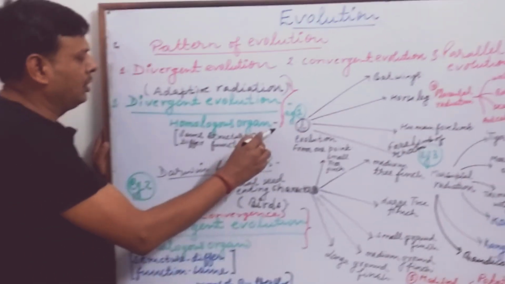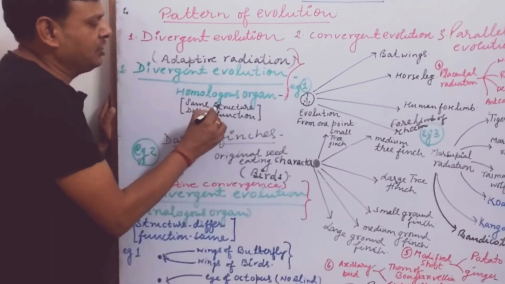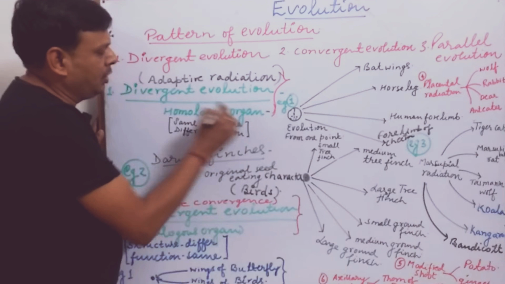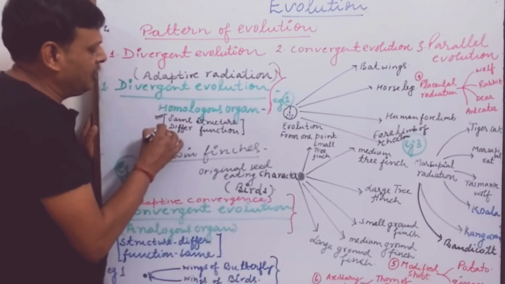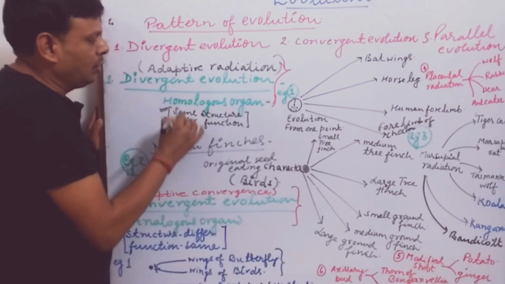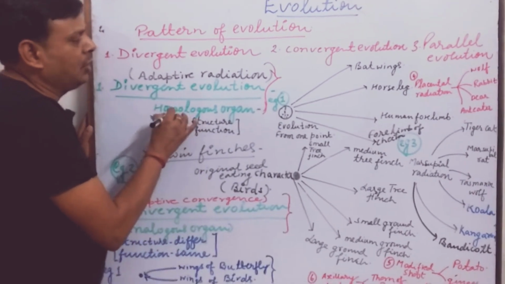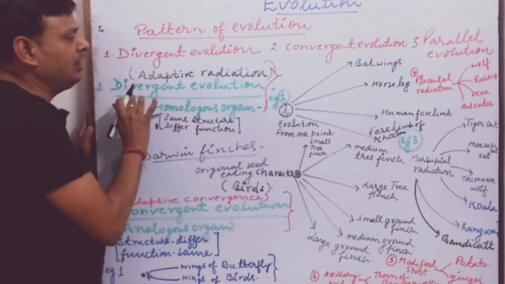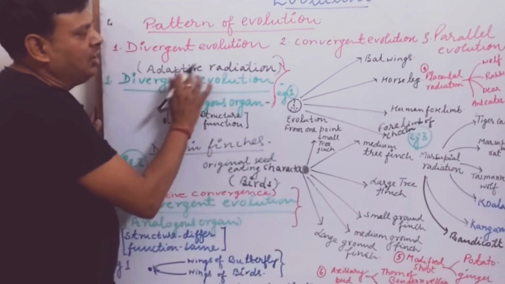These homologous organs generally show the same structure, similar in structure but differing in function. Thus the homologous organs are those organs which are similar in structure but have different functions. Those organs which are different in function but similar in structure are homologous organs, and by using these organs we will clearly explain divergent evolution, which is termed as adaptive radiation.